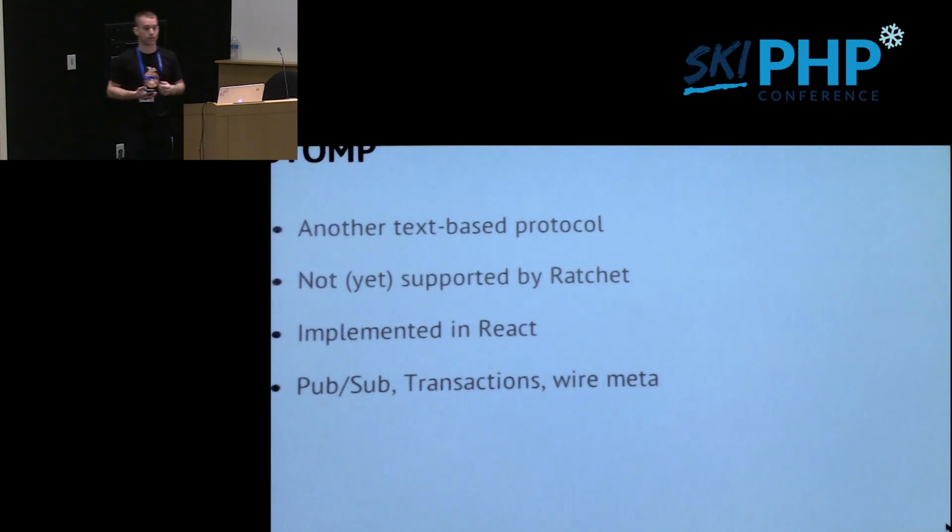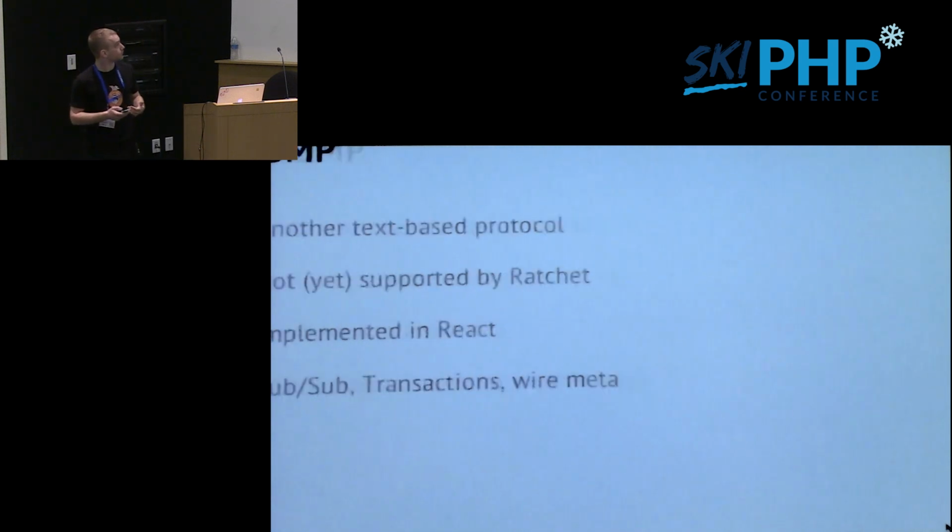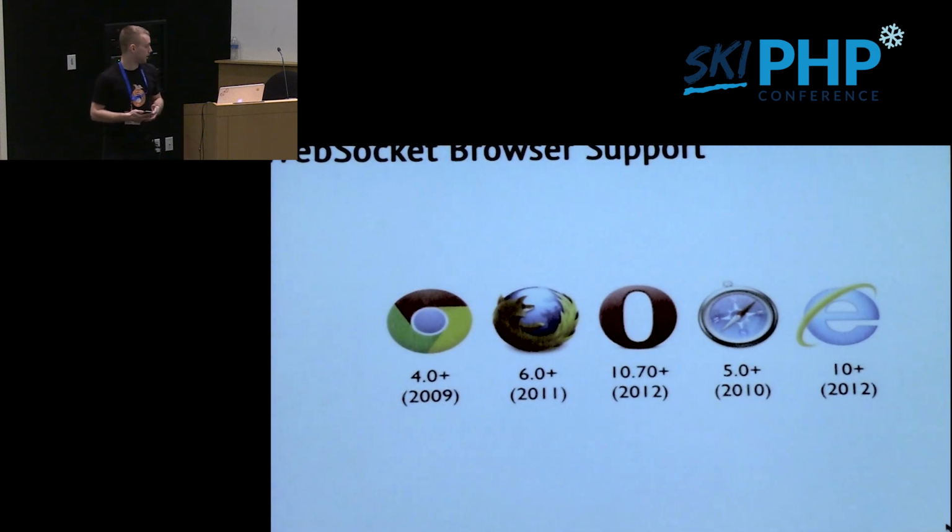Stomp is another text-based protocol that is a good option for communicating over WebSockets. It's text-based, very human-readable. It's not supported by Ratchet yet. If anyone wants to volunteer to write it, that'd be awesome. It's implemented in React and has pub/subs, transactions, wire meta. It's very verbose. So, support. WebSockets are supported in Chrome 4, Firefox 6, all these, and as of Internet Explorer 10. Awesome.